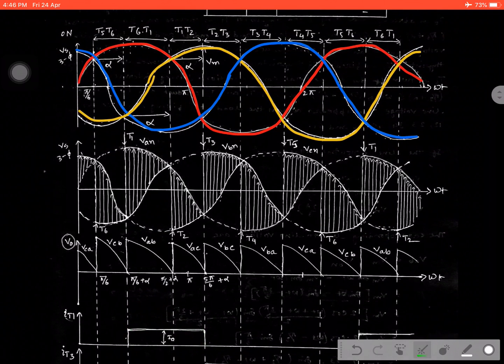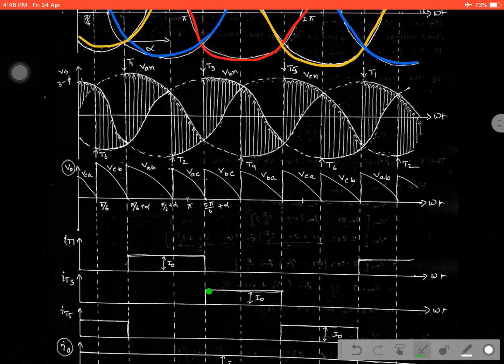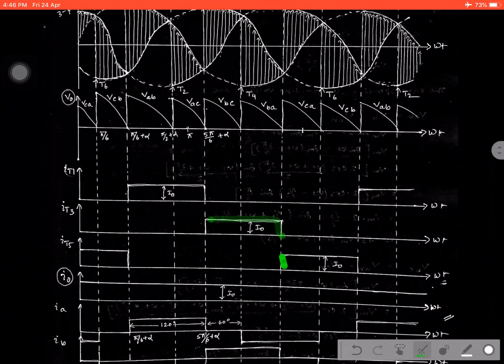Similarly, from T3, this point and this point, obviously it will be the output waveform of T3. Similarly, that will be T5.